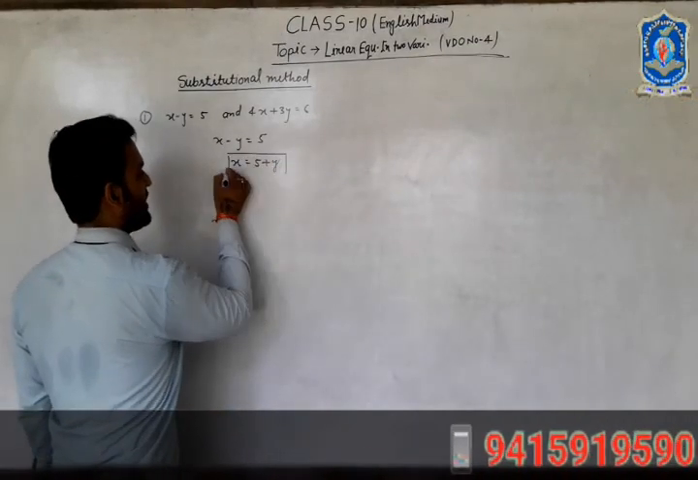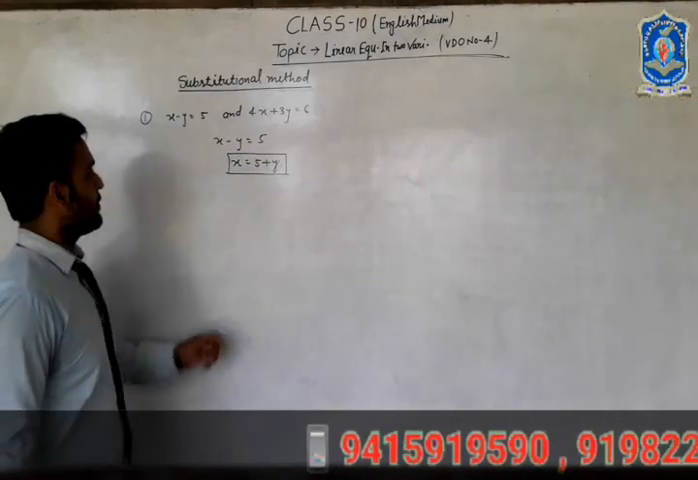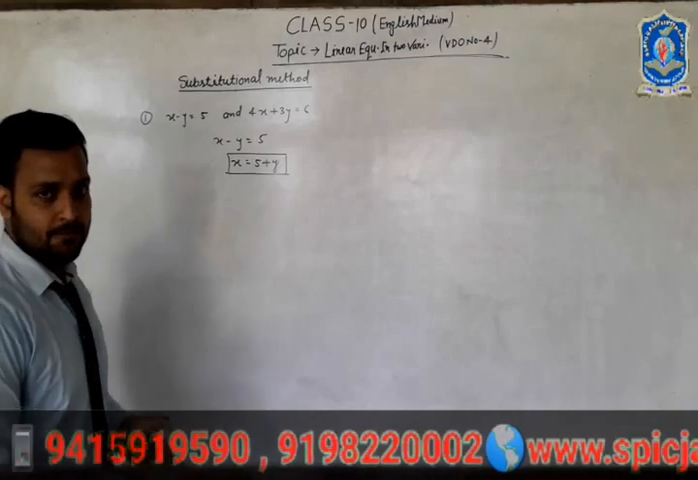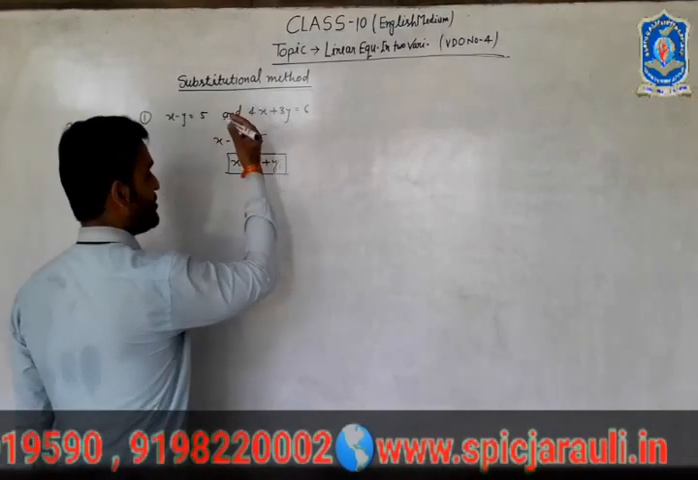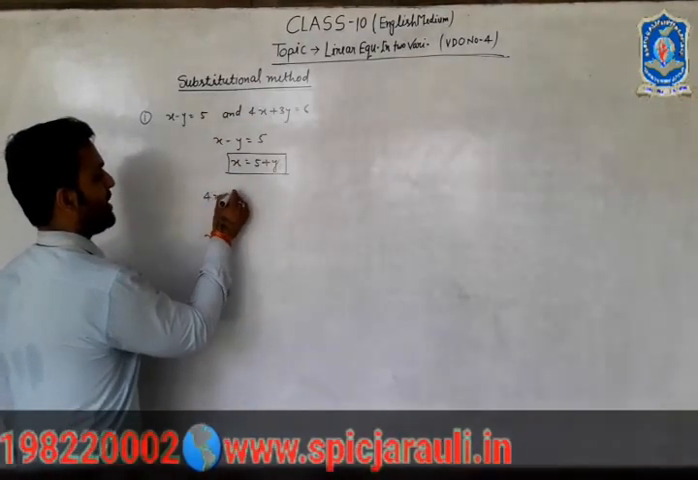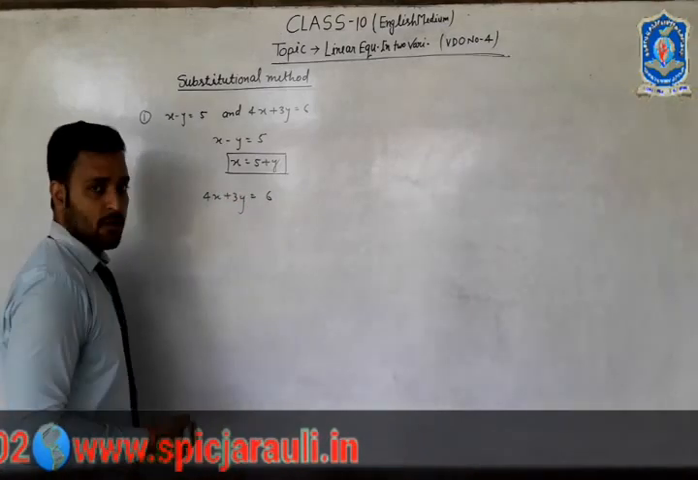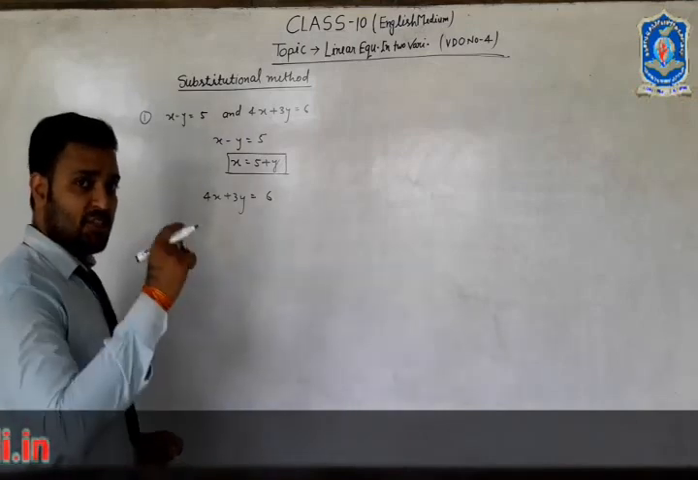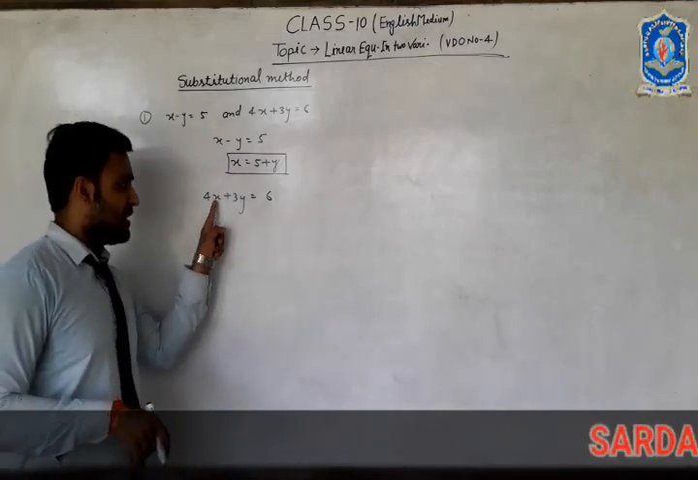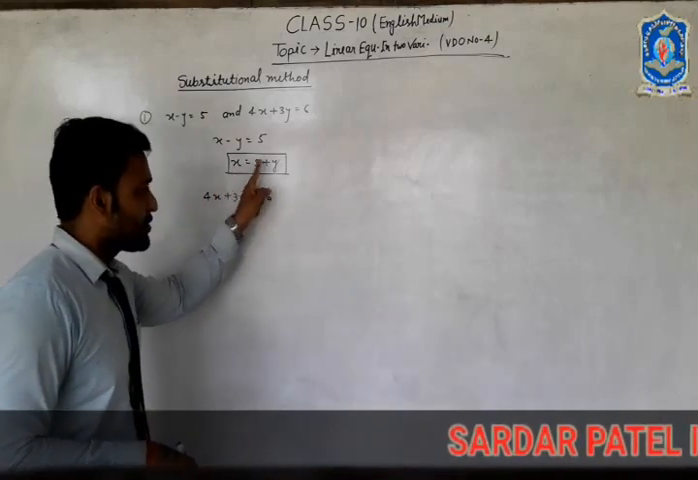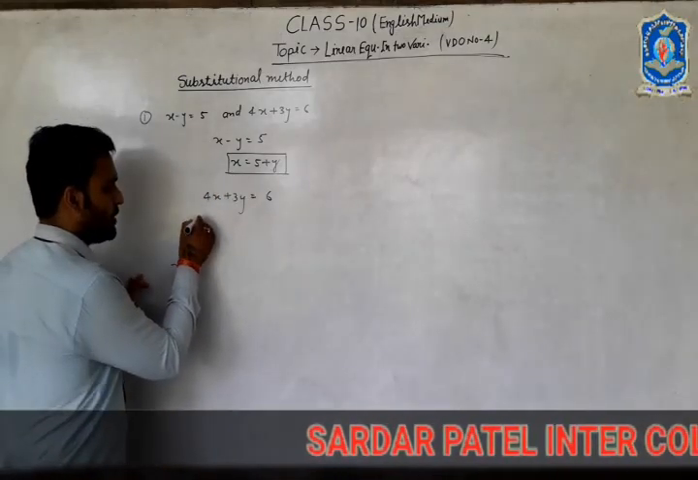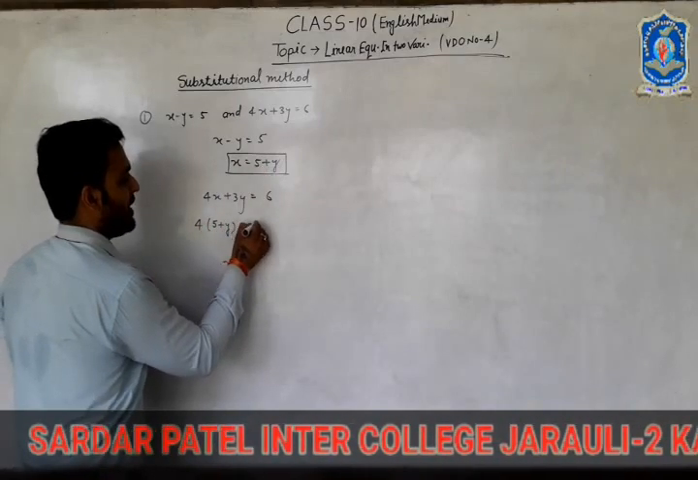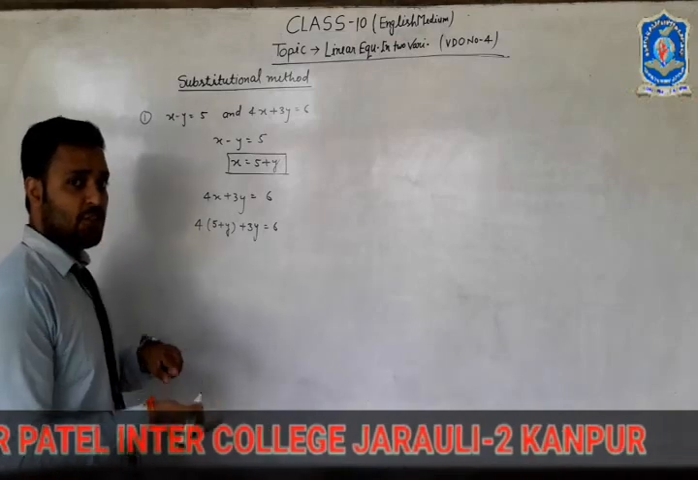This is the value of x. We have found this value from the first equation and we put this value in the second equation. What is your second equation? 4x plus 3y is equal to 6. We found x is equal to 5 plus y, so we substitute the value of x in the second equation: 4 times (5 plus y) plus 3y is equal to 6.